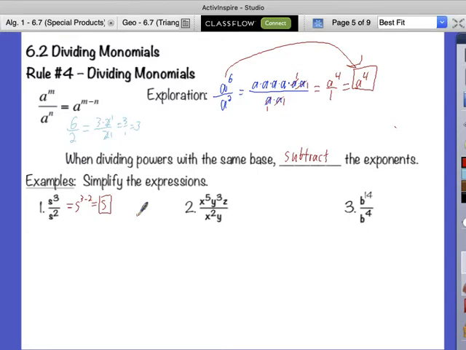And now in the future, I won't even be writing this step here, the s to the 3 minus 2. I'm just going to jump straight to the s, okay? Because we know what 3 minus 2 is, and it's 1. I don't have to write that 1.